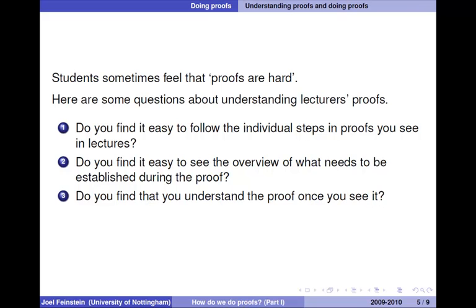Once you see the whole proof, do you understand it? Well, line by line, you can probably follow it. And then, okay, you agree it's a proof, but you may still be not happy about where the proof came from and why it works.